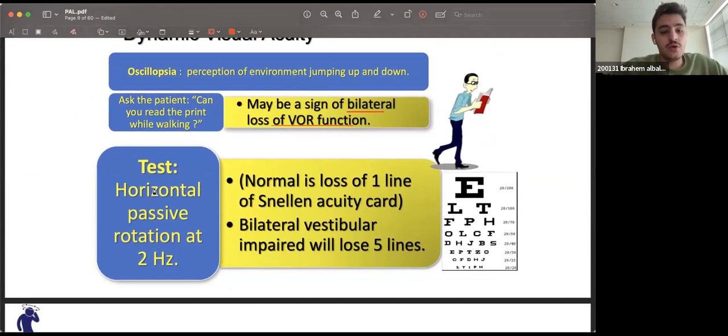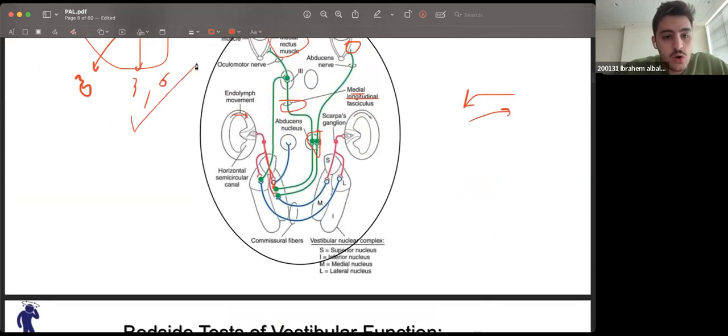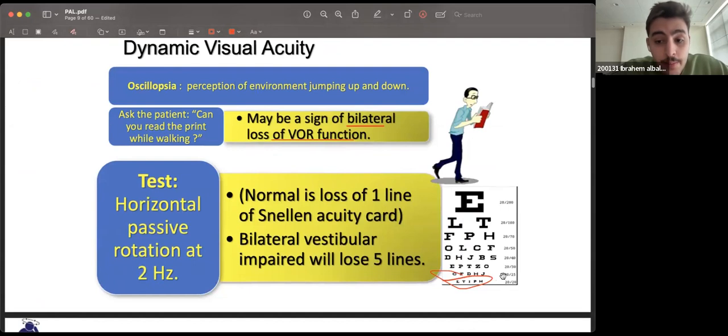Now, another test that you can do, you can ask the patient to read a Snellen card, acuity card. So you've probably all seen this before. So usually when he's steady, if he had a 20/20 vision, he should be able to read these letters, okay? But if he starts walking, it's going to be harder for him, right? But luckily, you have this vestibulo-ocular reflex that's going to help him to read it despite walking, okay? At worst, he might have a loss of one line. So he'll be able to read this instead of the last one, which is this, okay?